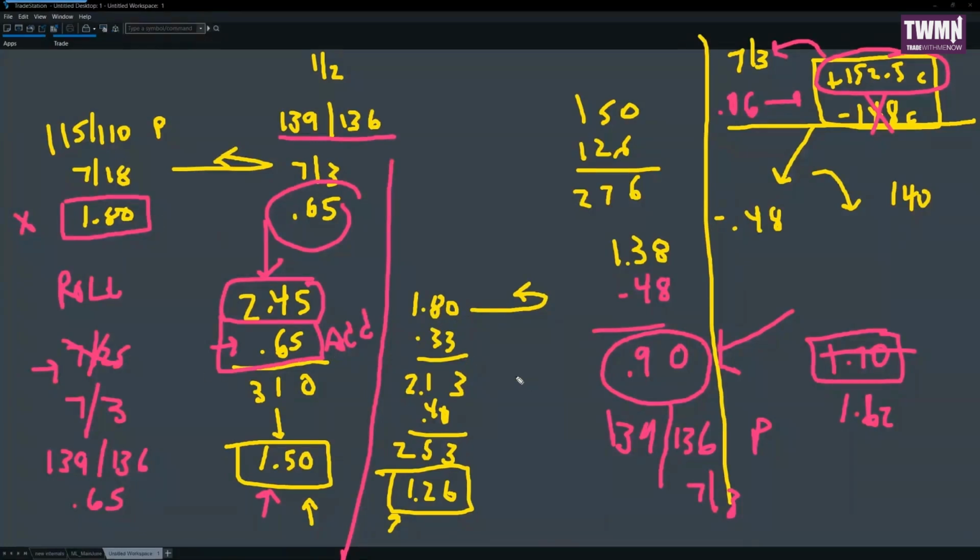Instead, that roll only cost me 33 cents to roll it, which means my cost now is 213, not 245. And I could buy more of them and add, just like I did before, at 240. Average it down to 126. So now I've got 16 of these with an average cost of 138.